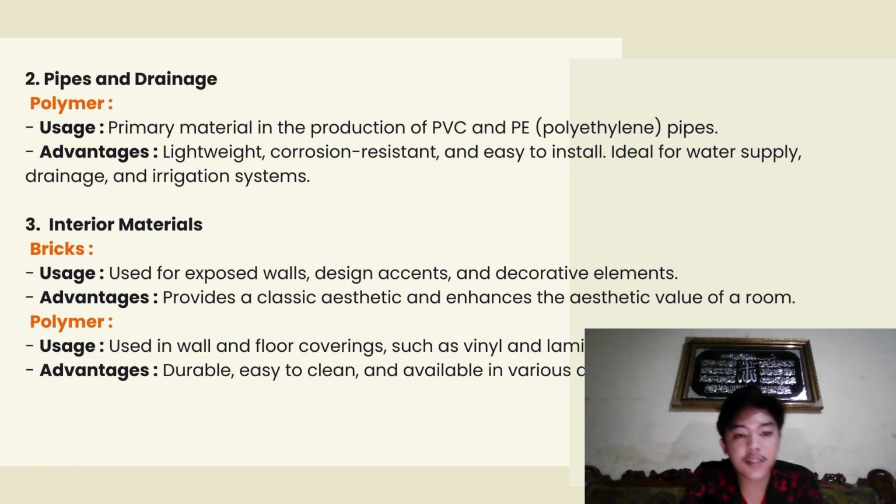Second is pipes and drainage. Usage: primary material in the production of PVC and polyethylene pipes. Advantage is lightweight, corrosion resistant, and easy to install. Ideal for water supply, drainage, and irrigation systems.